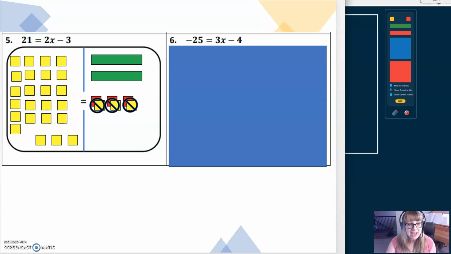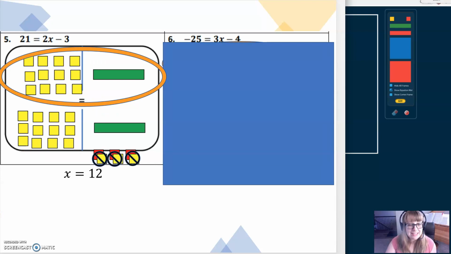So what does that mean now? Now I have 2 x tiles that are balanced with 24 of these. So knowing that I have 2 greens on this right-hand side, now I need to set up 2 groups with those 24 tiles. So think about what that's going to look like. It'll look something like this. Notice again, I've got those zero pairs pulled off the mat there, and I have x equal to and balanced with 12. So x is equal to 12.